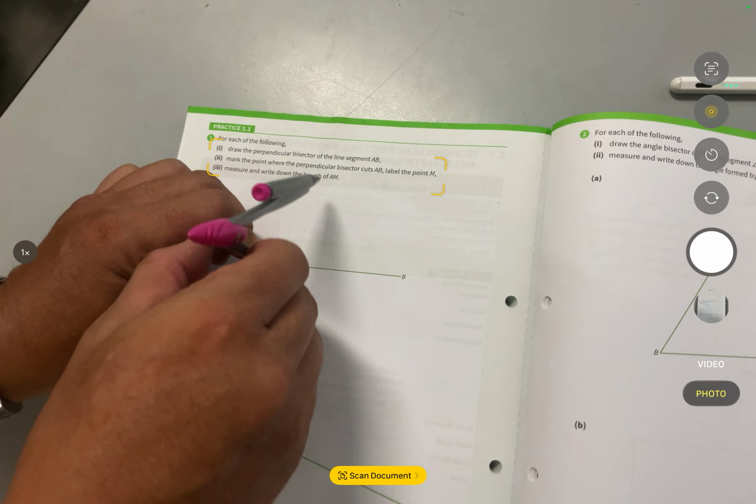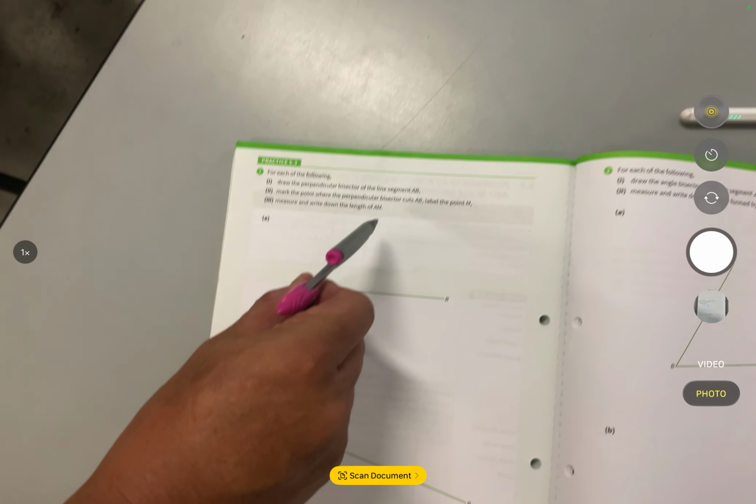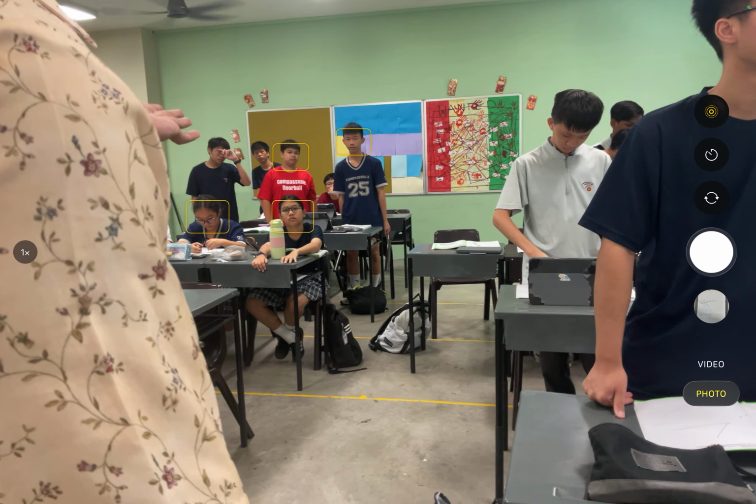Okay? Then I keep, stand properly. Put your chair properly.